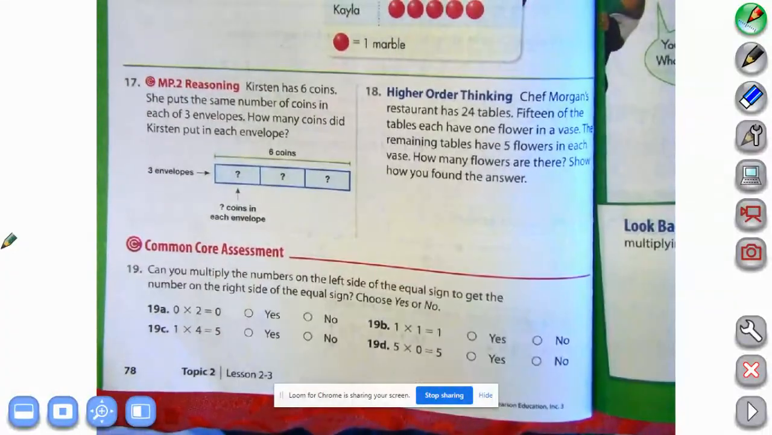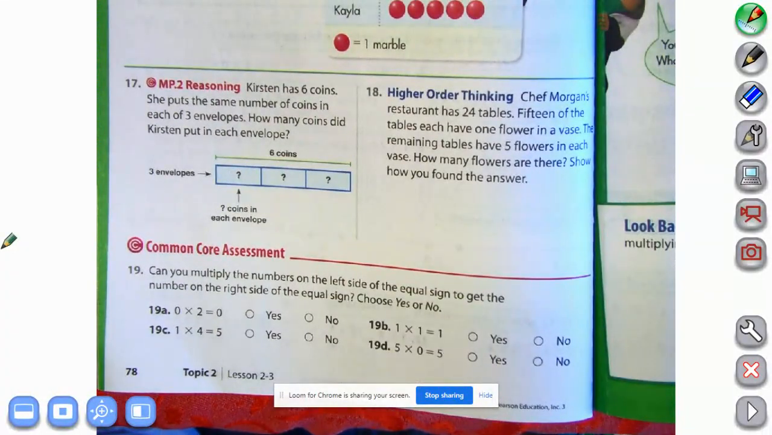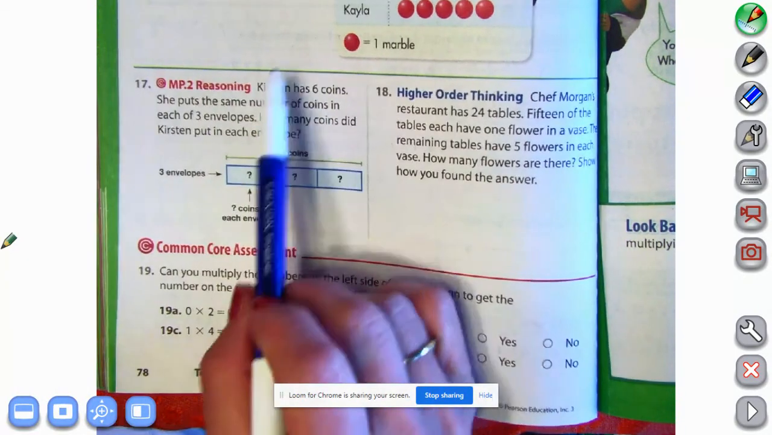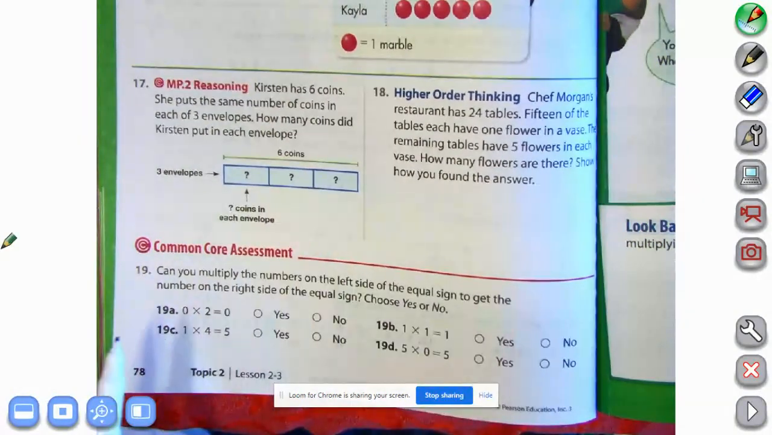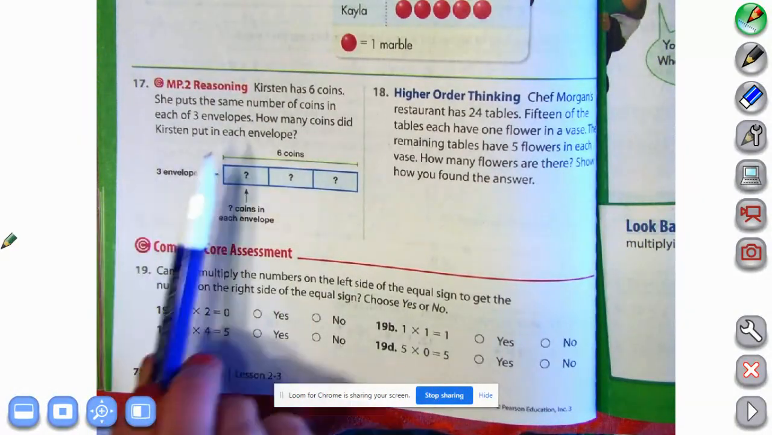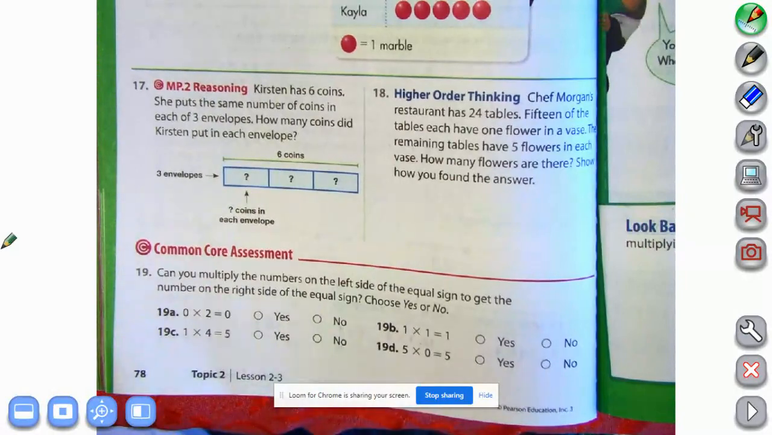Okay, number 17. Kristen has 6 coins. She puts the same number of coins in each of 3 envelopes. How many coins did Kirsten put in each envelope? Okay, so there's 3 groups with 6 coins total. So how many are in each group?